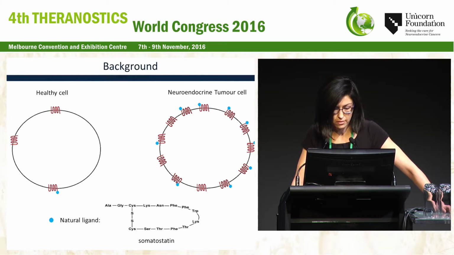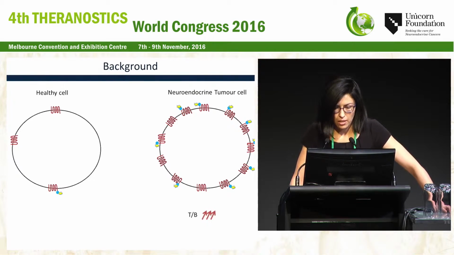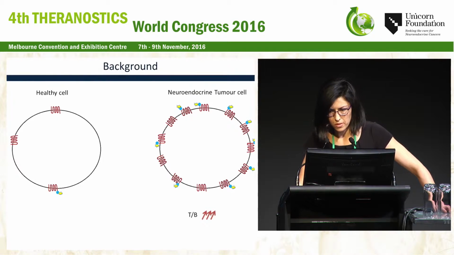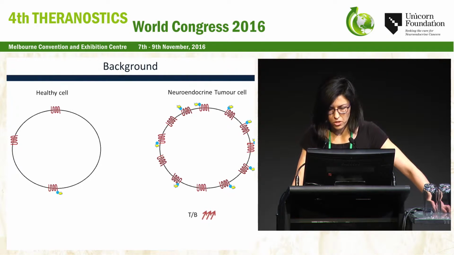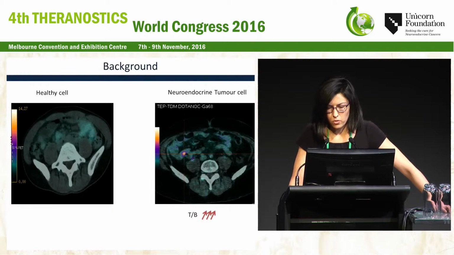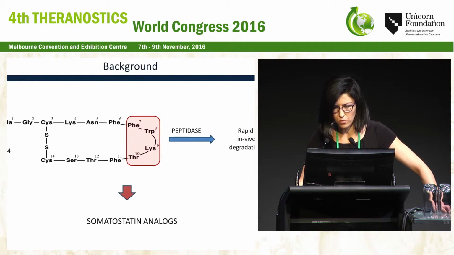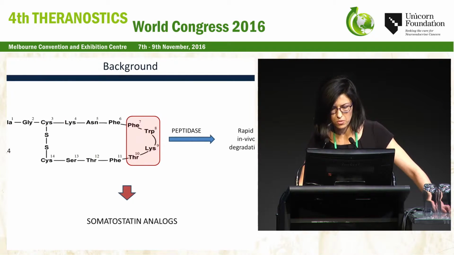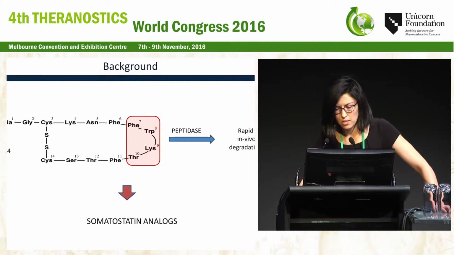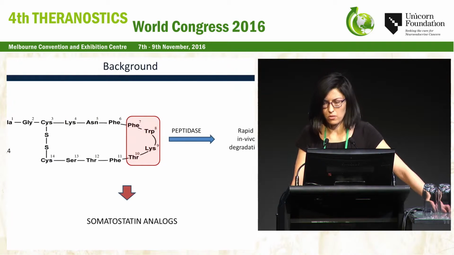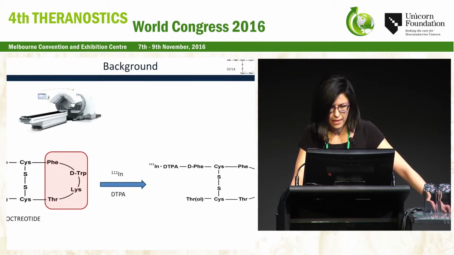The natural ligand is somatostatin. If labeled with suitable radioisotopes, the uptake by neuroendocrine tumor cells increases the target to background ratio. This is true in vitro, but it isn't the case in vivo because of the very rapid in vivo degradation of natural somatostatin by peptidase. That's why more stable somatostatin analogues were developed.